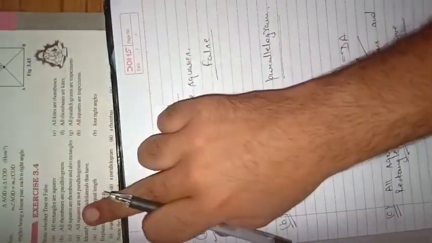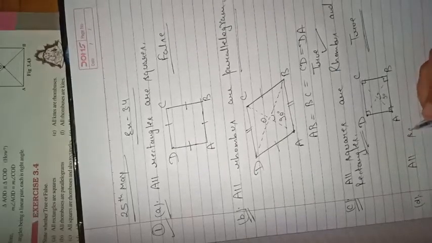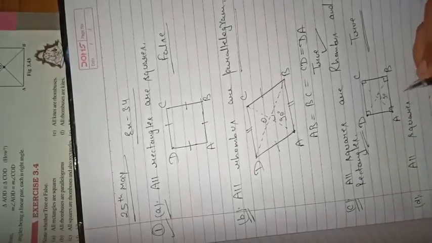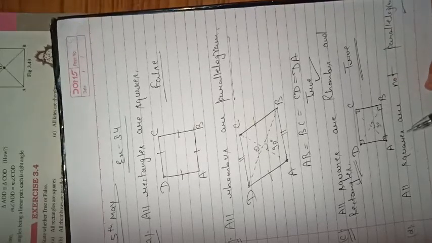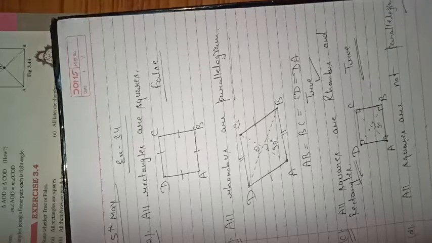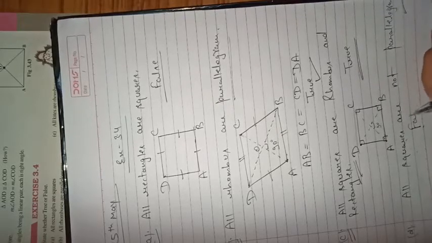Now students, let us see the D part. All squares are not parallelogram. This statement is false. Why is this statement false? Because a square justifies all the properties of a rhombus as well as a parallelogram. So this statement is false.